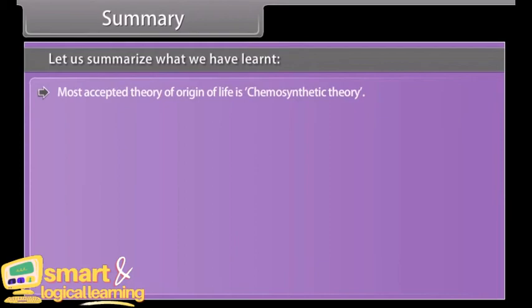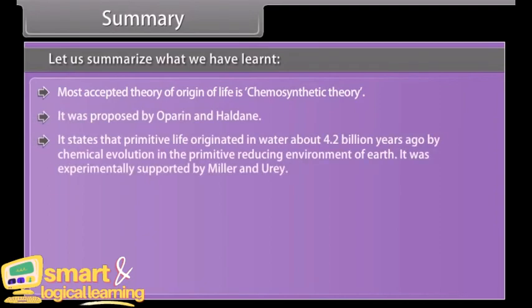The most accepted theory of origin of life is the chemosynthetic theory. It was proposed by Oparin and Haldane. It states that primitive life originated in water about 4.2 billion years ago by chemical evolution in the primitive reducing environment of Earth. It was experimentally supported by Miller and Urey.